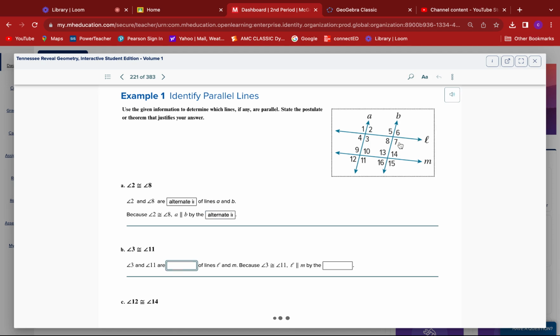Three and 7. Well, there's 3. There's 7. All right, first off, is there a line they're both on? Yeah. 3 is at the corner of A and L. 11 is at the corner of A and M. What did I say both times? I said A. A is your transversal. Now, are they on the same side of A, or are they on different sides of A? Well, 3 is on the right of the line A, and 11 is also on the right of line A.